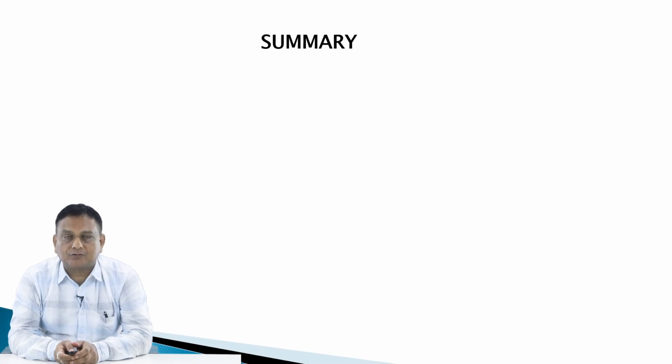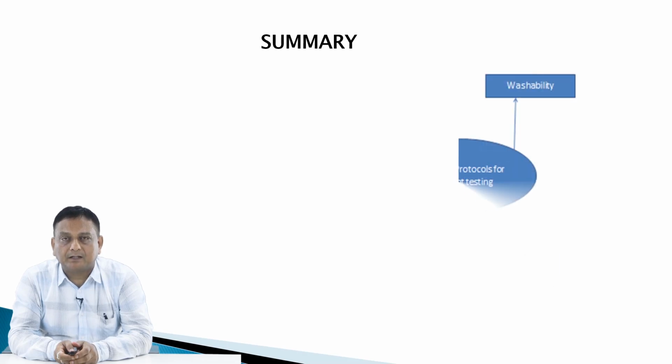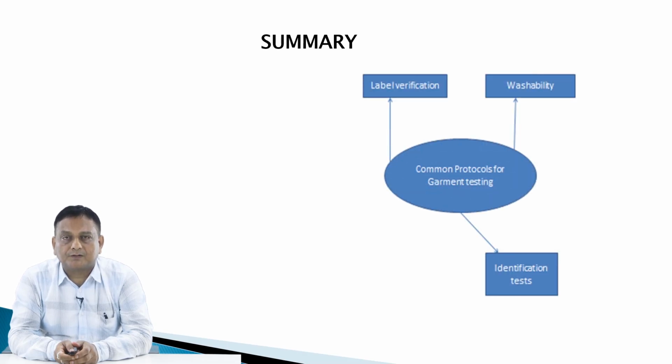So these are the areas we have covered here, and summing up this particular lesson, we can tell the common protocols for garment testing. Now three major areas are to be judged here. What are those areas? Number one is label verification, number two is the washability test, and then the different identification tests. So those things are covered in the garment protocols when you are doing certain testing.